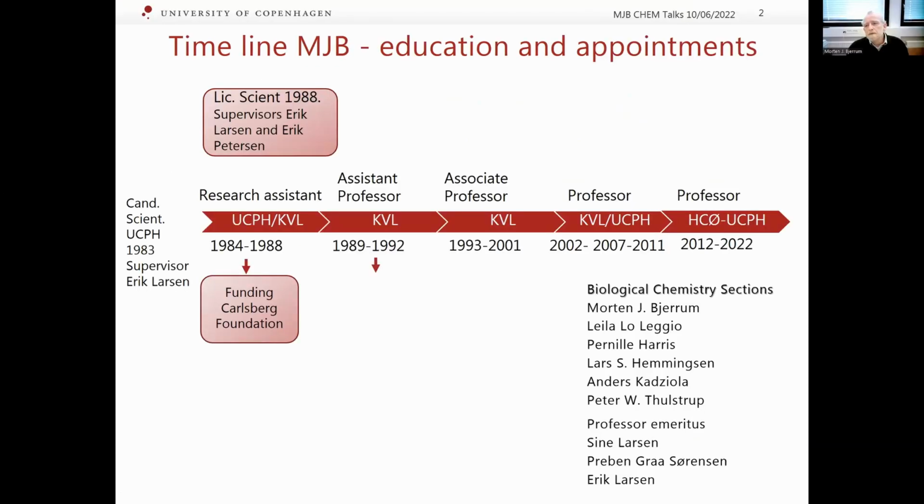I was a candidate from the University of Copenhagen in 1983 with my supervisor Erik Larsen. When I finished my degree, I would really like to pursue a research career. And so I applied to the Casper Foundation for a 3-year scholarship, focused on bioinorganic chemistry. I was so lucky to obtain that scholarship, and then I could be employed as a research assistant at the Department of Chemistry at KBL, where I had Erik Larsen and Erik Petersen as my supervisors. Erik Petersen was at the chemical department here at KU.